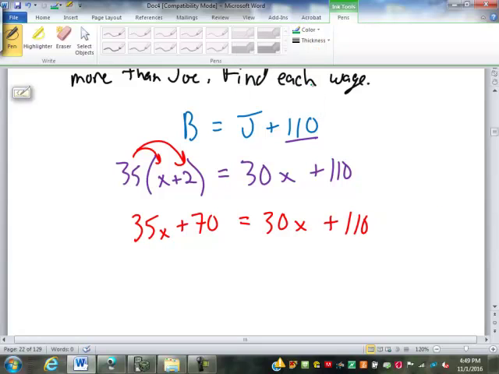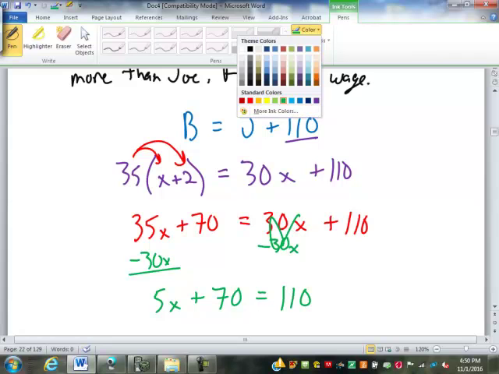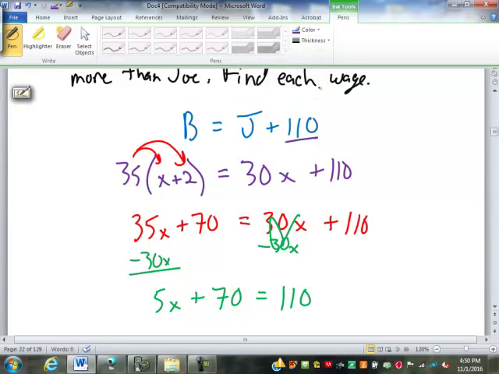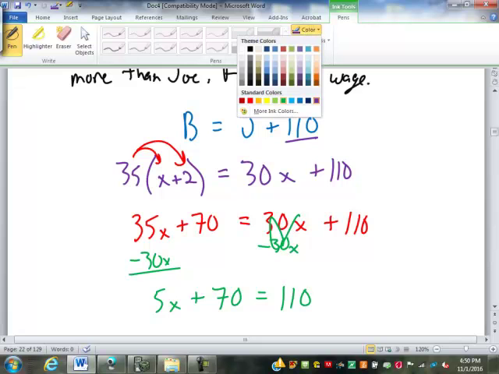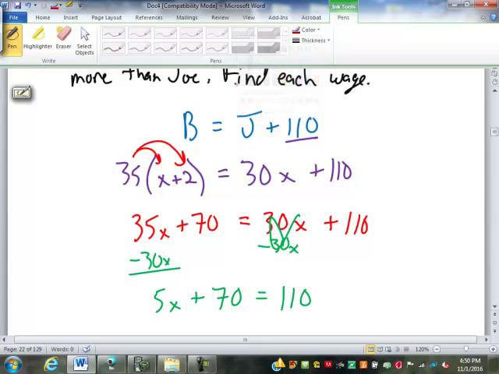What do we do next? Minus 30X. There we go. Have to get rid of one of the X's. Remember, before we can start solving, we have to get down to just one appearance of the variable. So 35X minus 30X is 5X. Still have the plus 70 equals 110. Now, realistically, if you'd subtracted 70 first, you'd get away with it. It would still work. It's just there are some times where that doesn't work out, so you got to be careful of it.